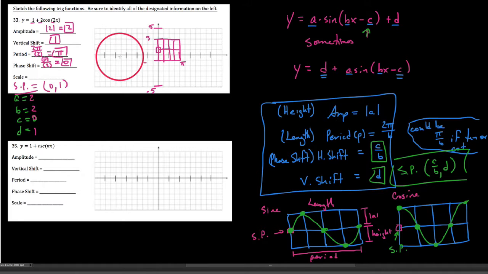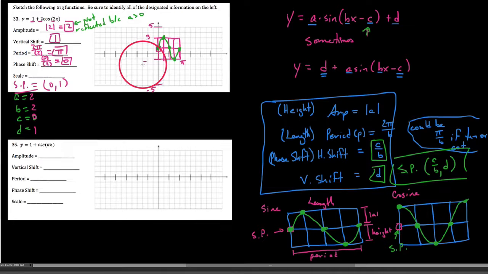You just need to be aware, last thing, should this be reflected? Because our a value is positive, it is not reflected. Not because the amplitude's 2, but because a is positive. So I'm going to start at my starting point, go to my maximum, back to my midline, down to my minimum, and back to my midline. And here's the deal. This would be our trig function right here. So the whole emphasis is going to be placed on making the frame.